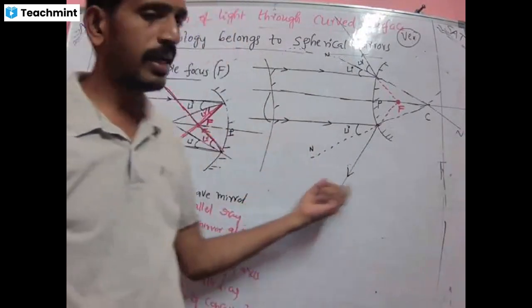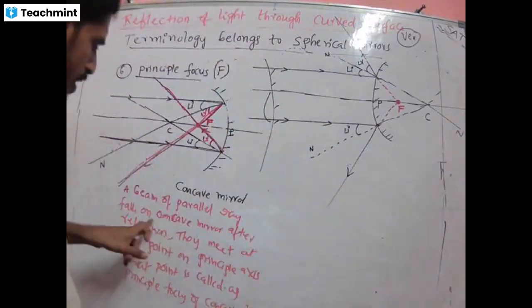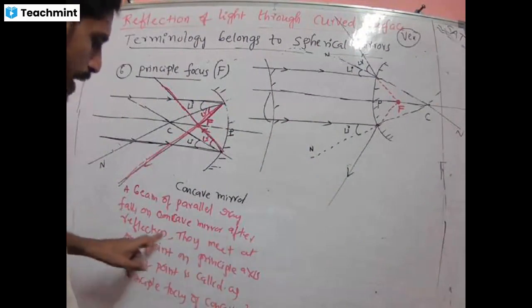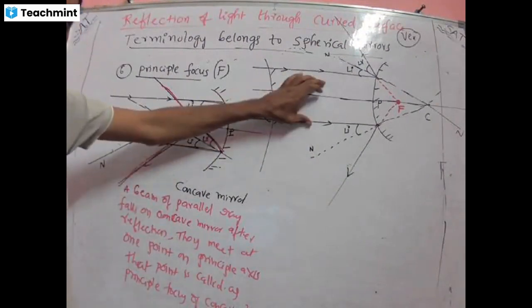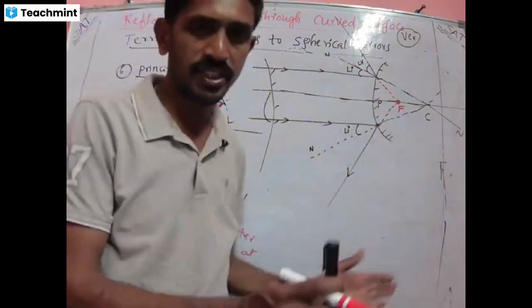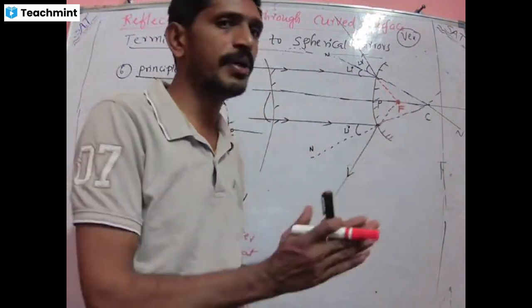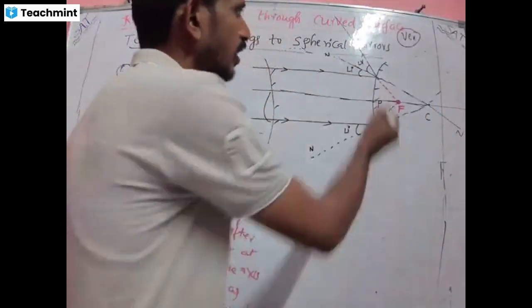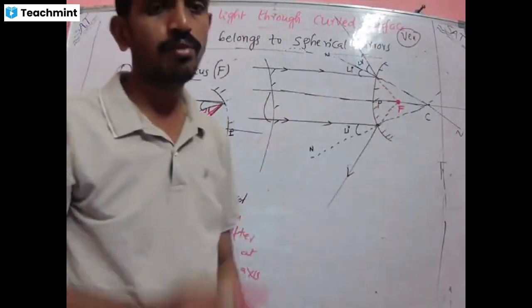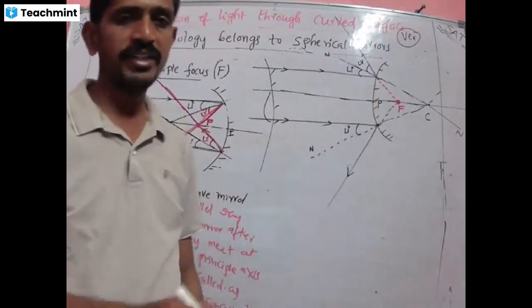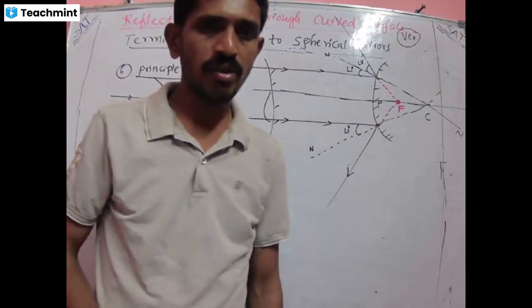So what is the definition of the principal focus of the convex mirror? A beam of rays parallel to the principal axis, after reflection, appears to diverge from a point. From it means from the focus; they appear to diverge from it. That is called the principal focus of the convex mirror.